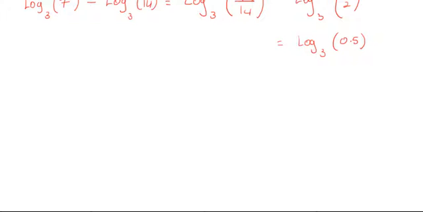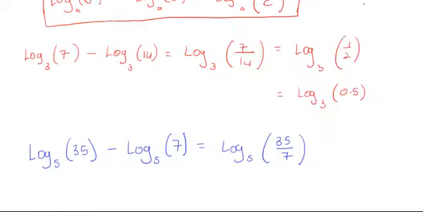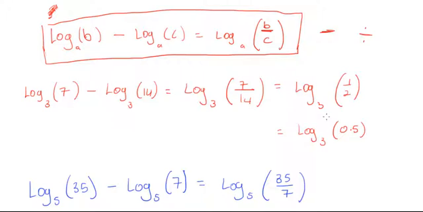Let's have a look at another one. Let's say we had log to the base 5 of 35 minus log to the base 5 of 7, for example. This would be equal to log base 5 of 35 divided by 7. And you can have a look at the law. I'm taking you back up so you can see that we're doing exactly what the law states.